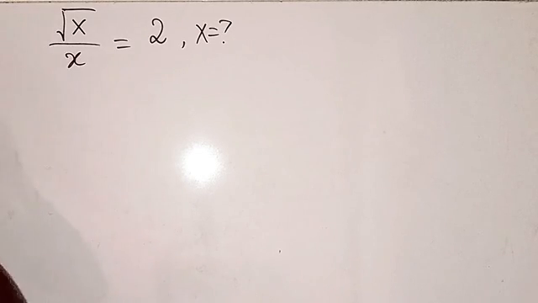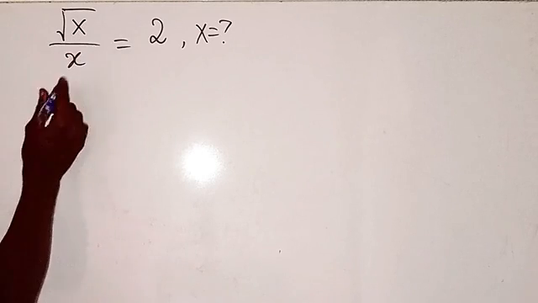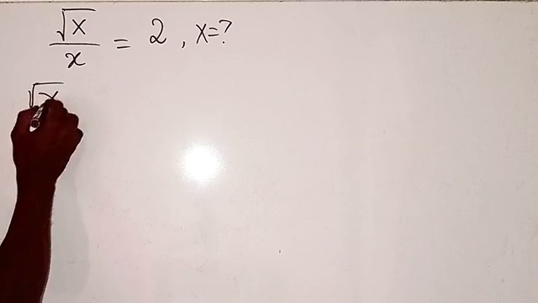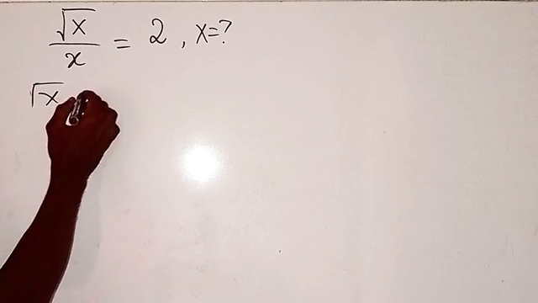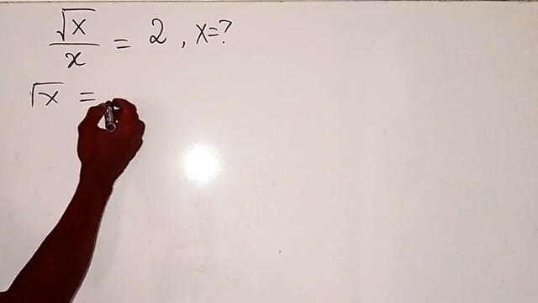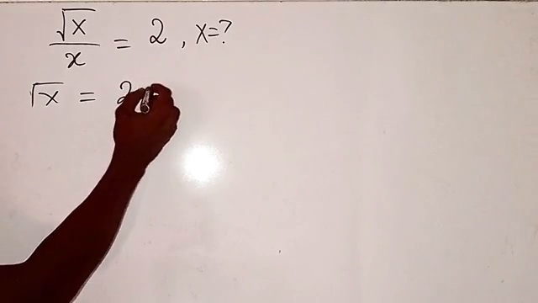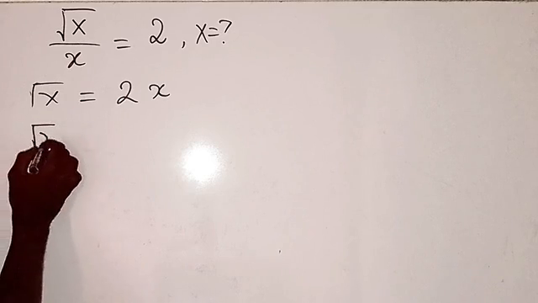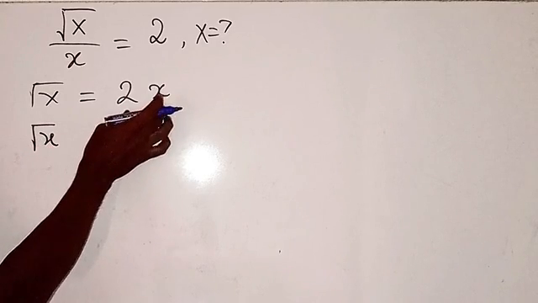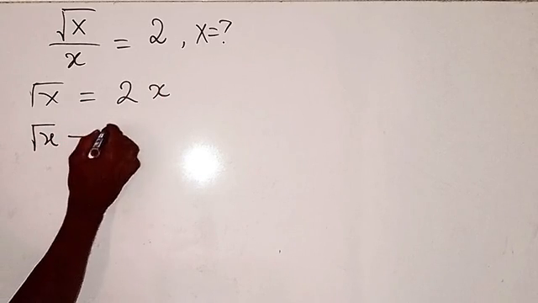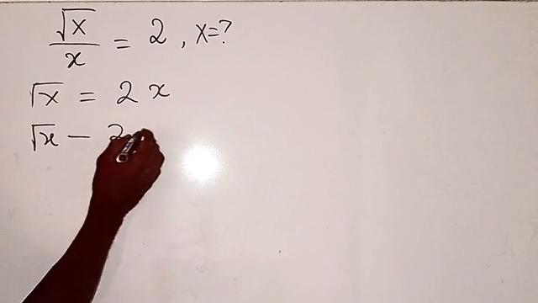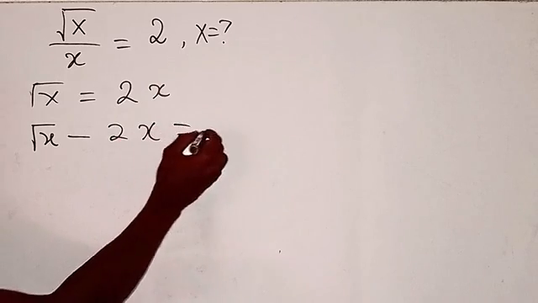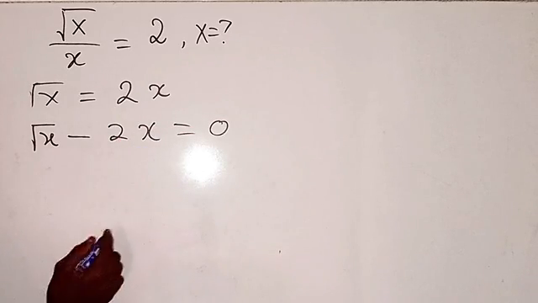So the first method, now here we're going to have root x, okay? We multiply this x by this, that is cross multiplication, we have 2x. So now from here, I can have root x, then we transpose this 2x to the left hand side, we have minus 2x equals 0. Now look at what I want to do here.